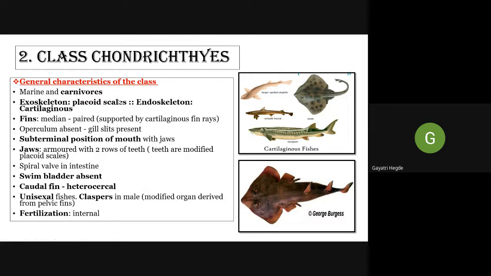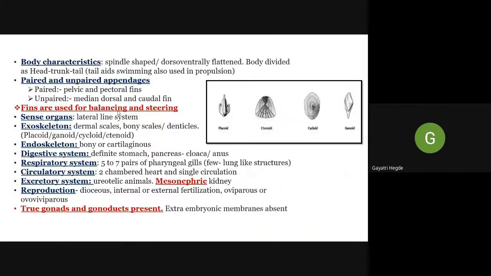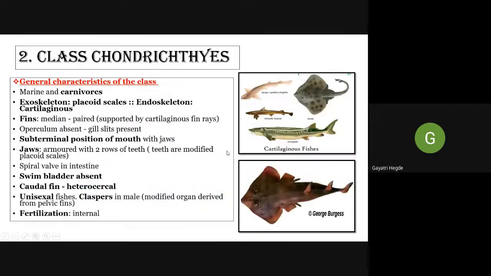Their feeding habit is carnivorous. Now coming to exoskeleton, they have exoskeleton in the form of placoid scales. Do you remember placoid? You had a practical exam of separating the placoid scale by heating it in acid. Scales are of various kinds. So the cartilaginous fishes have placoid scales as their exoskeleton, and their endoskeleton is cartilaginous.